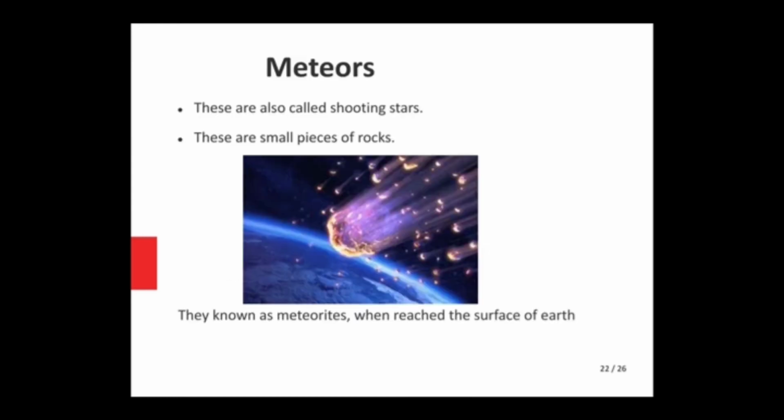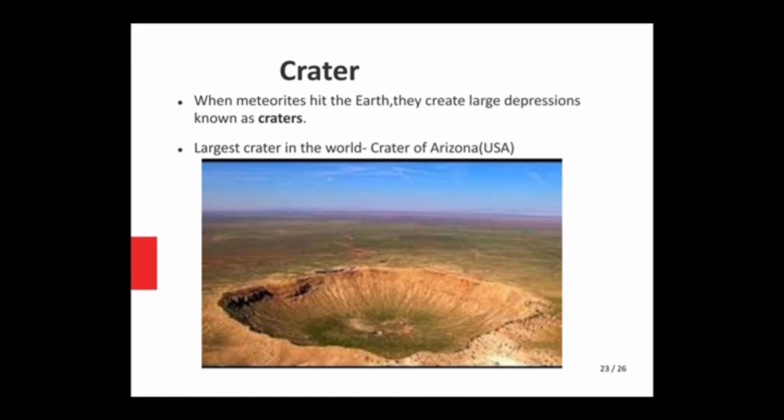Meteors. These are also called shooting stars. I hope many times in the movies you have heard the word Toota Tara. So those Toota Tara are meteors. These are small pieces of rock and when they hit the surface of the Earth, they become meteorites. And when they hit, they create very large depressions known as craters.